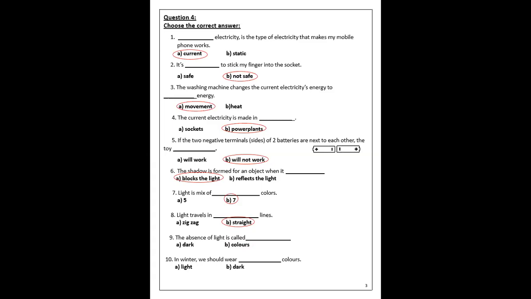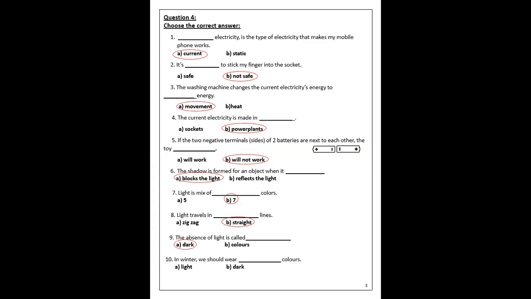Okay, number 9. The absence of light is called dark or colors. When there is no light passing, when there is absence of light, this is called what? This is called darkness, which means the dark, or is it called the colors? It's called dark, of course. It's the absence of light. There is no light in this place.